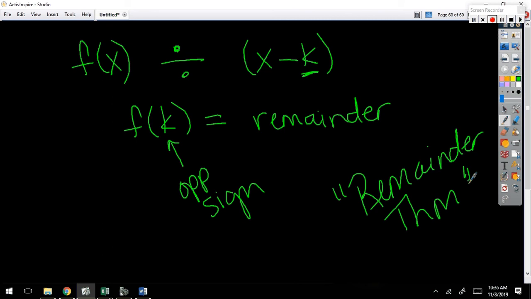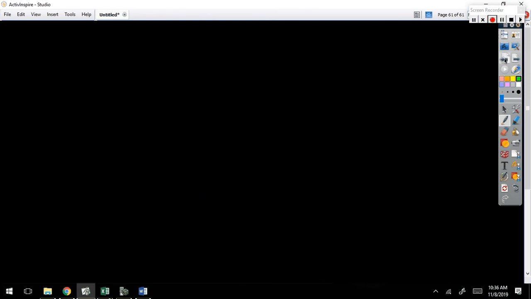Okay, so you can find the remainder one of two ways. You can do synthetic division, and you can find it at the end, or you can just plug in that k, and that will tell you what it is. So let's try one more. Wait, would it be plus or minus k? It'd be the opposite sign, opposite sign. Okay.